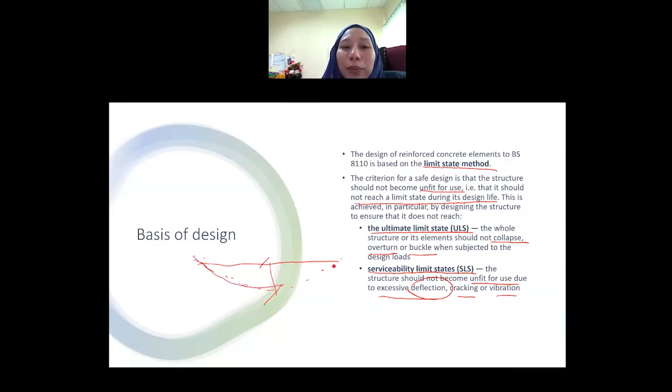Because bila dia dah deflect too much, so whatever load that comes from above, you punya beam akan patah lah, okay? So akan runtuh, okay? So this, we don't want this to happen. But for serviceability limit state, normally it will not cause the building to collapse, but it will only affect the appearance of the building. Okay, different from ULS. So ULS ni lebih critical lah compared to SLS. SLS is more on the aesthetic value, on the appearance value of the building.